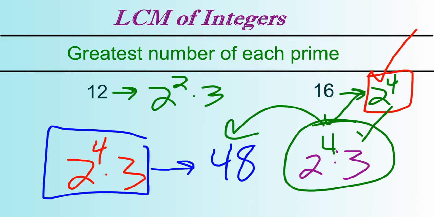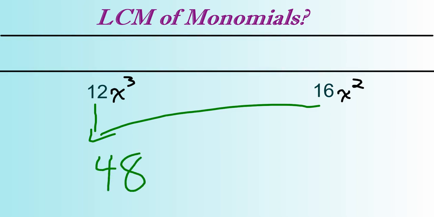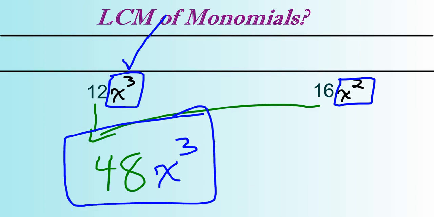Well, the exact same process can be applied using the idea that we talked about before, that variables are really just the primes of the algebra world, to 12x cubed and 16x squared. We know that the least common multiple from the last slide of 12 and 16 is 48. And now we can look at the x's that we have and say, if we want enough x's for 12x cubed or 16x squared, how many do we need without having any extra? Well, 2 is good enough for 16x squared, but we need that extra third one for 12x cubed because it's the greatest number of x's that we see. And so the LCM really is just 48x cubed.